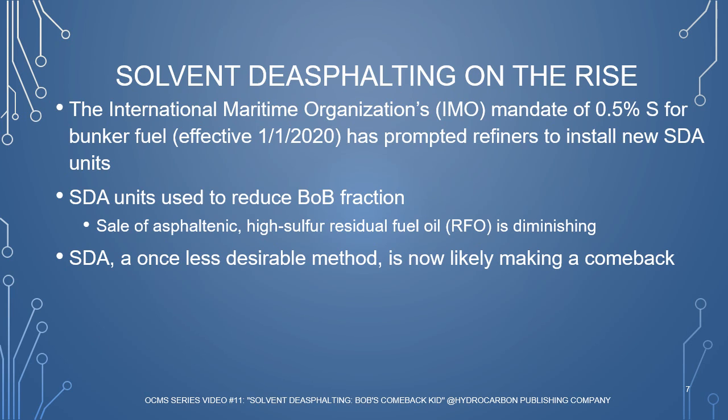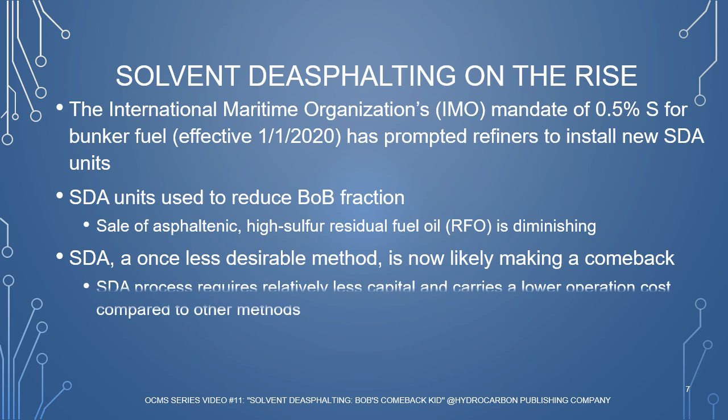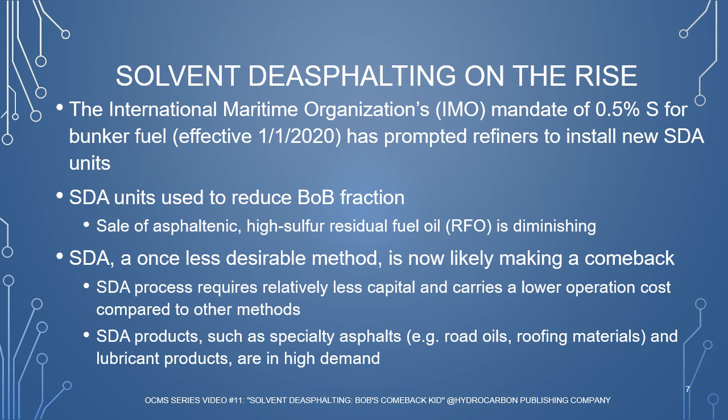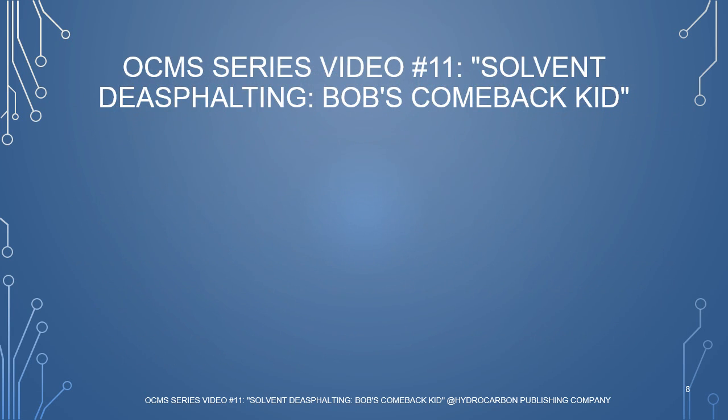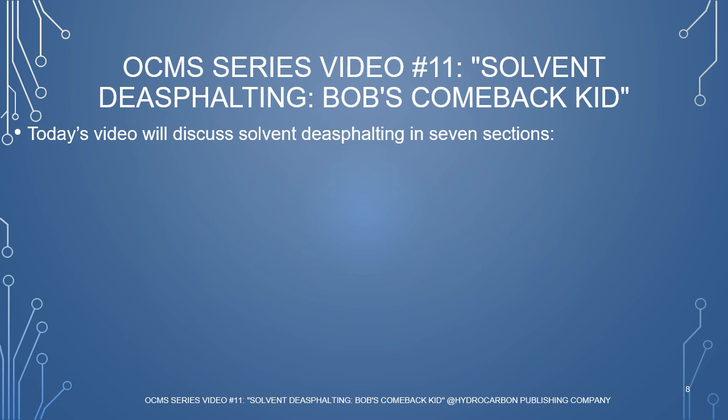This is in part due to the SDA process requiring less capital and operational cost compared to other bottom-of-the-barrel upgrading methods, and high demand for SDA products, which include specialty asphalts for road oils and roofing materials and lubricant products. Today's video will discuss solvent deasphalting in 7 sections.